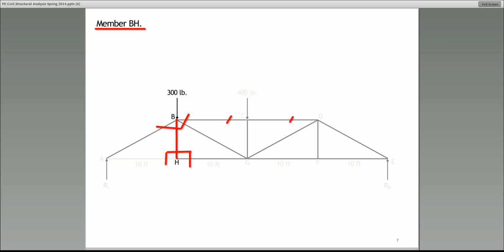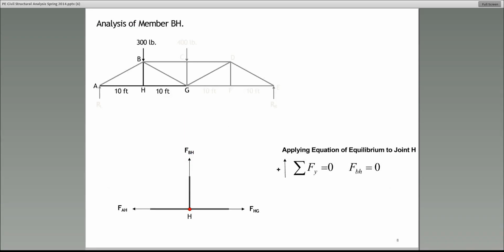Definitely apply the method of joints to point H. And what do we mean by that? Well, you isolate the joint H, and here on slide 8, I'm showing that. You isolate the joint H and draw the free body diagram. This is at the bottom. This is the free body diagram of joint H.